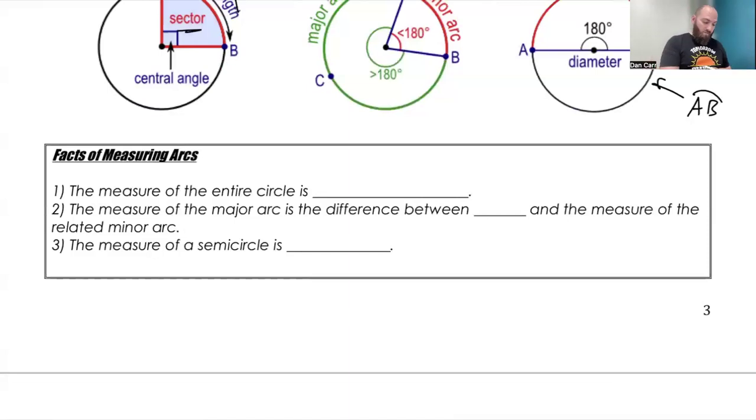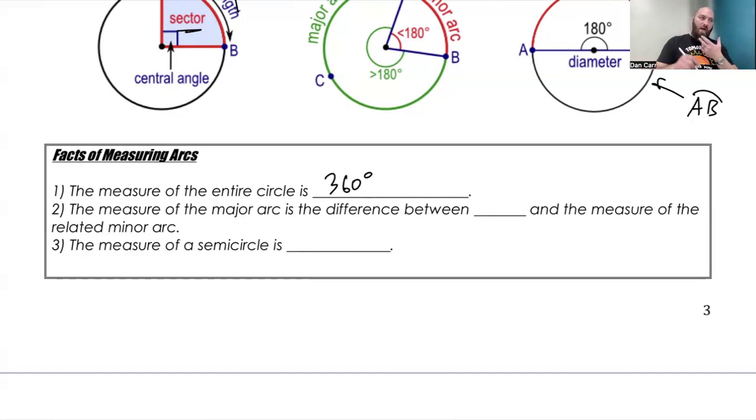Oh yeah, the other part of this too, don't forget, because we're going in a full circle, the measure of an entire circle is 360. Okay, the measure is always 360 degrees. So that's the entire circle.